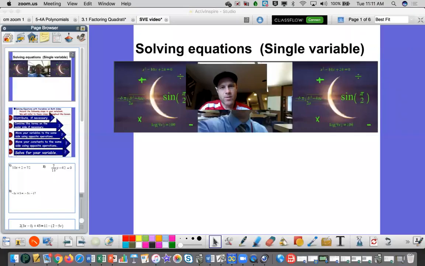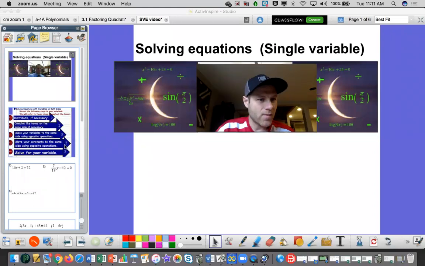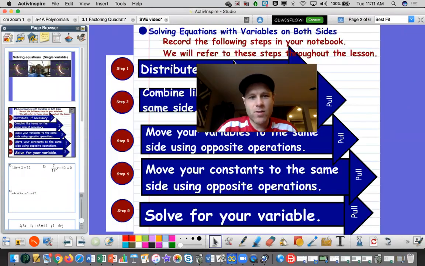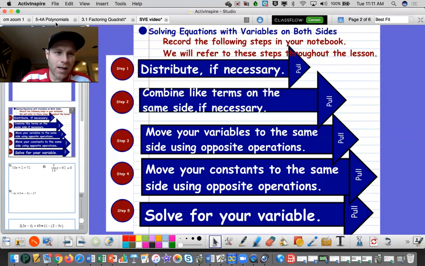And we got single variable equations, some steps. So if you want to pause this video, write these down. This would be a good opportunity for you. I'll be kind of referencing this as we go through a few of the problems together.